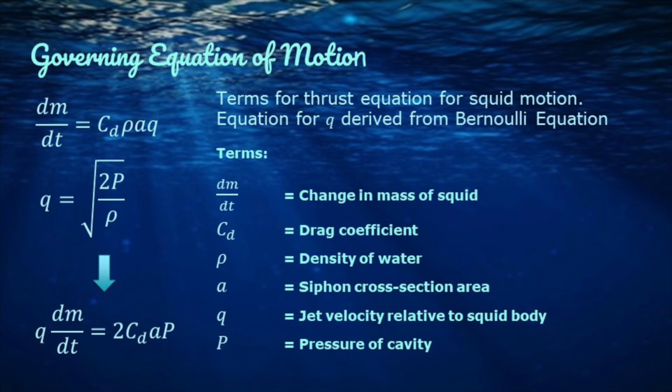Using equations for mass flow rate and jet velocity, we can derive the equation for thrust, which is modeled as the jet velocity multiplied by the mass flow rate. We can set that equal to the equation for thrust, which can be modeled as a linear function of cavity pressure.